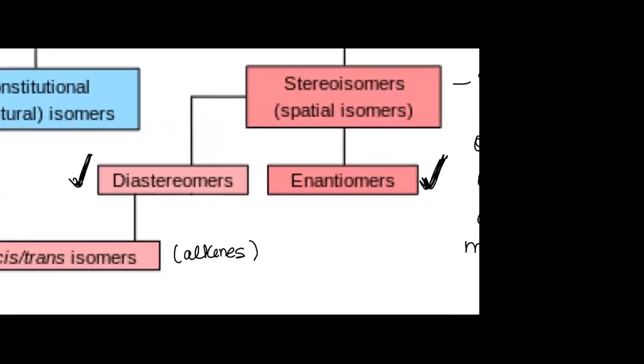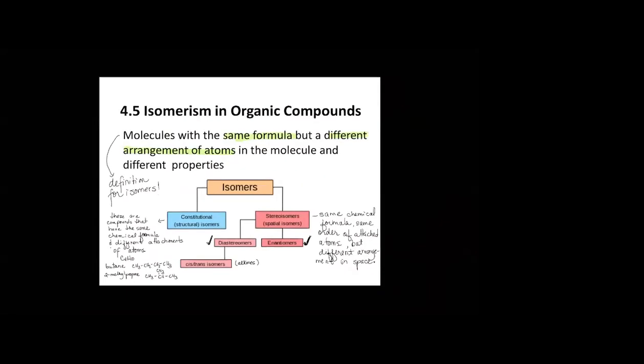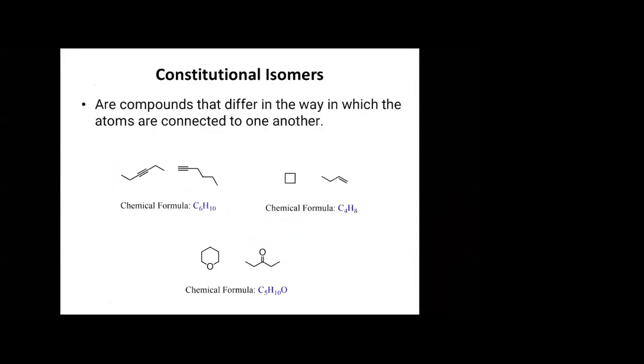Enantiomers, on the other hand, I'm going to show you guys in a few moments how, if we have two molecules, they have the same chemical formula, the same order of the atoms, but the spatial arrangement of it is going to be different. So let's just look at these guys in more detail. Starting with the constitutional isomers.